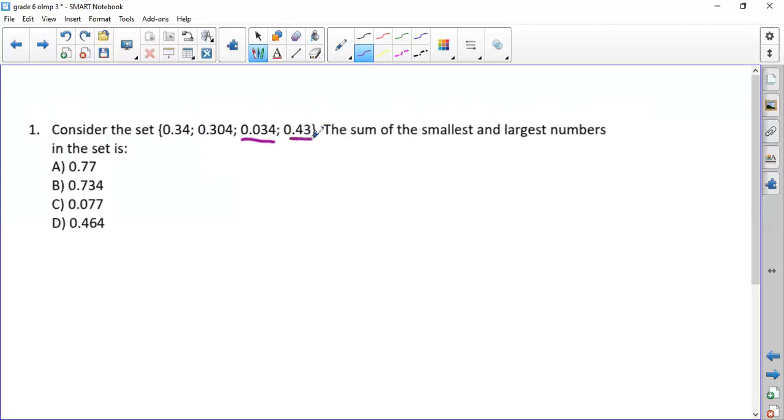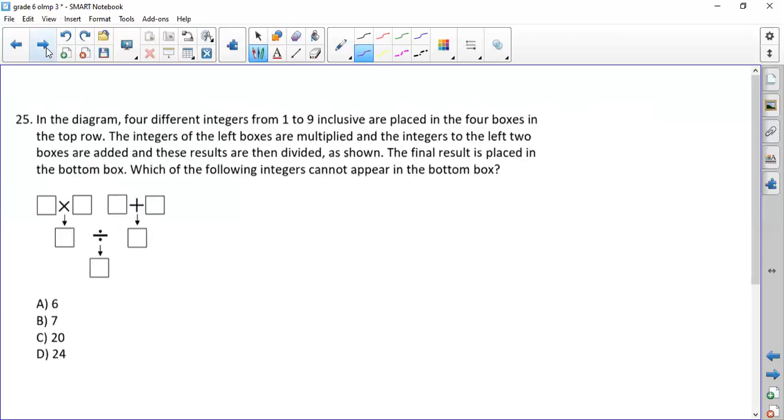So the sum of them will be 0.464. Okay, so the sum of them is this number. Okay, and the last question.